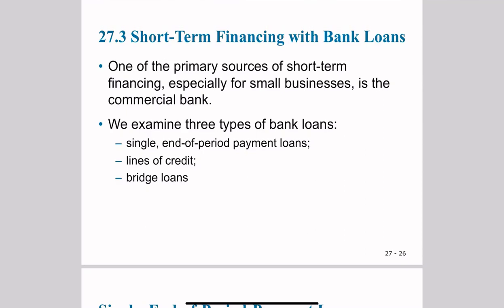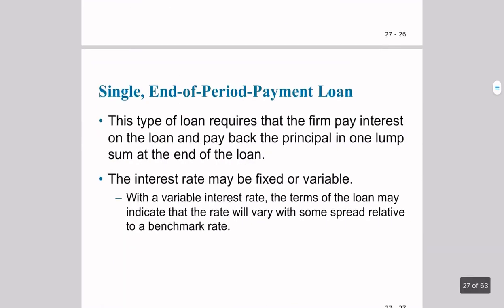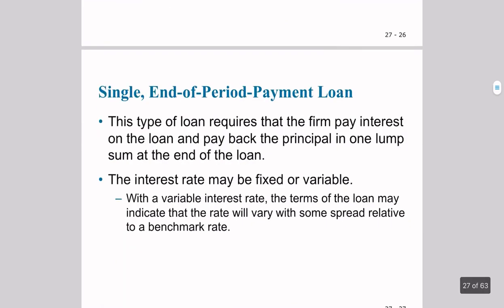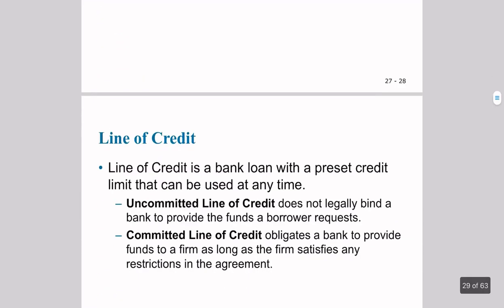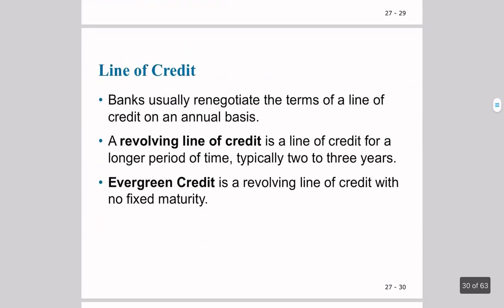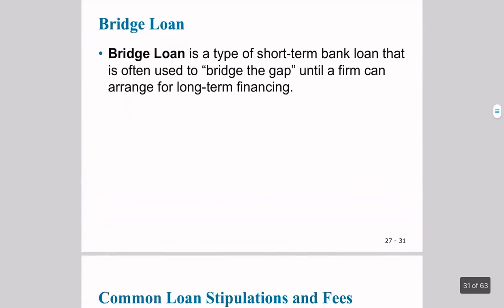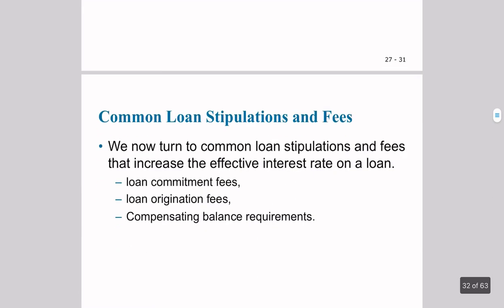So last week we stopped here. We talked about short-term financing with bank loans, and we talked about three kinds of bank loans: the single end-of-period payment loan, the line of credit, and the bridge loan. So today we talk about interest calculation.